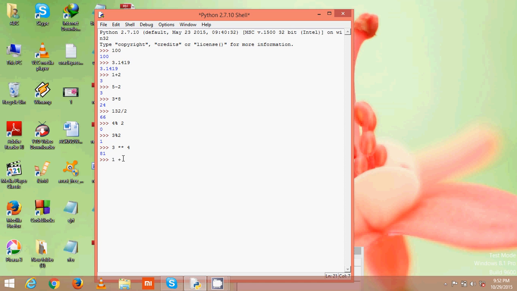1 plus 2.2. You can see that 1 is integer and 2.2 is a float. But Python converts this integer to 1.0, that is a float number, and successfully evaluates the addition without any data loss. So 1 plus 2.2 will yield 3.2, that is a float number.